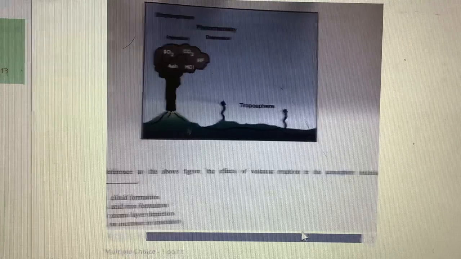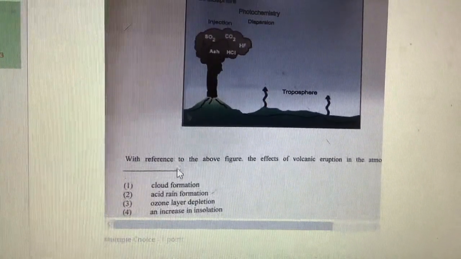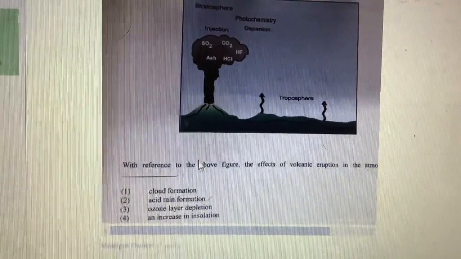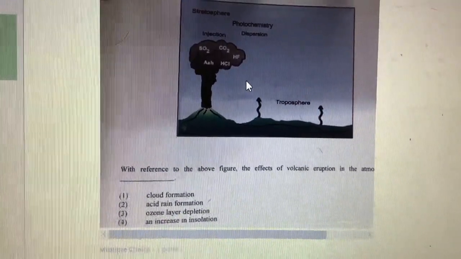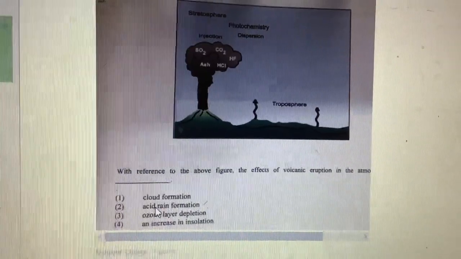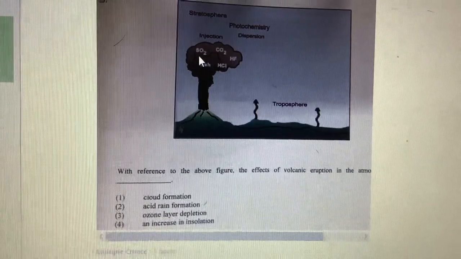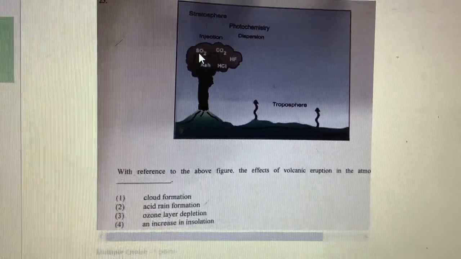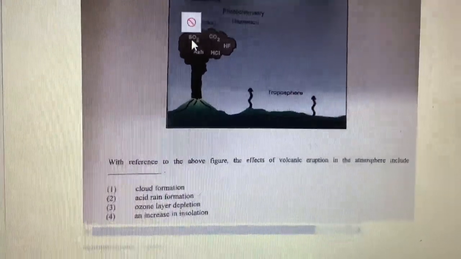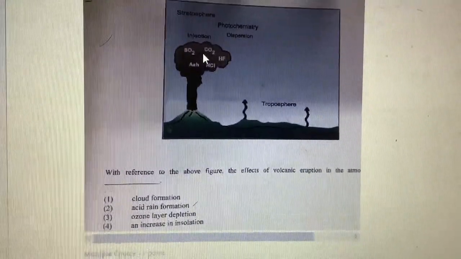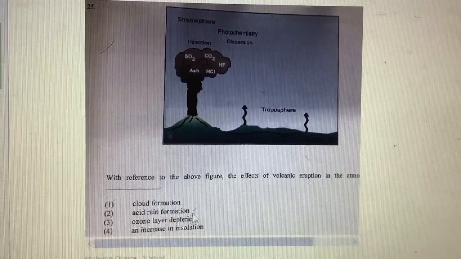the effect of the volcanoes in the atmosphere, which include cloud formation? This one is yes, because ash can help to form the condensation nuclei to form the clouds as well as the precipitation. So cloud formation is right. And then acid rain formation, you can see there's sulfur dioxide. Sulfur dioxide mostly is an acidic gas. So acidic gas reacts with the water in the atmosphere. Generally, the acid rain will occur.